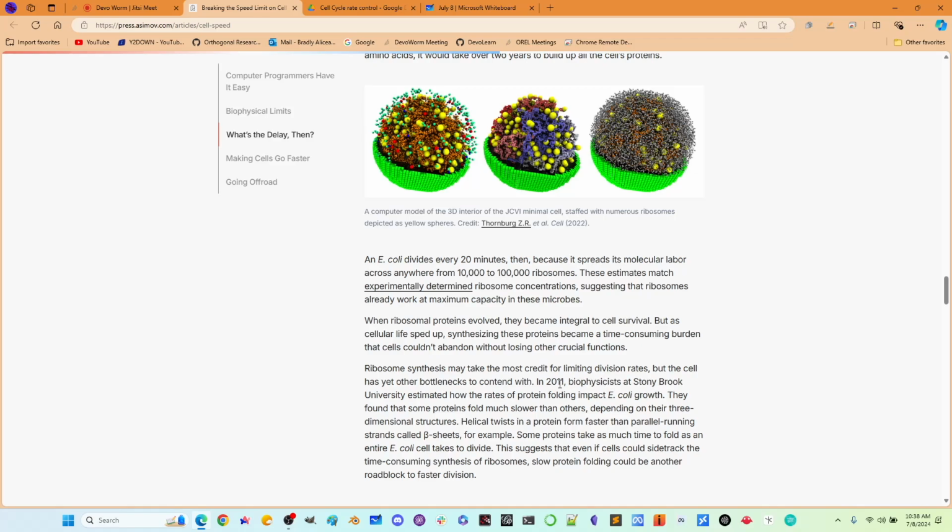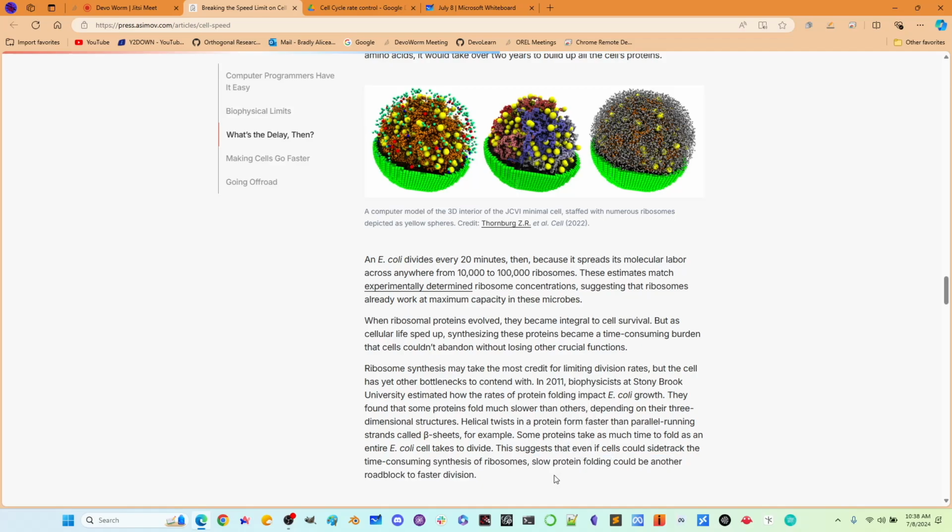So in 2011, biophysicists at Stony Brook University estimated how the rates of protein folding impacts E. coli growth. They found that some proteins fold much slower than others, depending on their three-dimensional structures. Helical twists in a protein form faster than parallel running strands called beta sheets, for example. Some proteins take as much time to fold as an entire E. coli takes to divide. This suggests that even if cells could sidetrack the time-consuming synthesis of ribosomes, slow protein folding could be another roadblock to faster division.